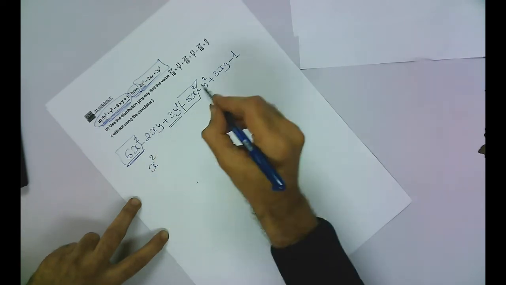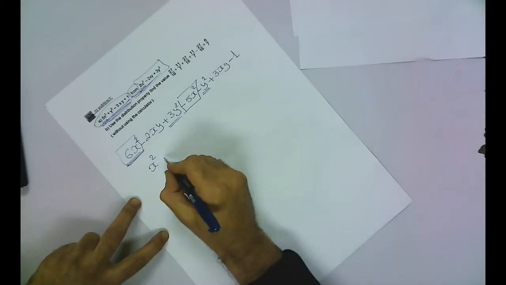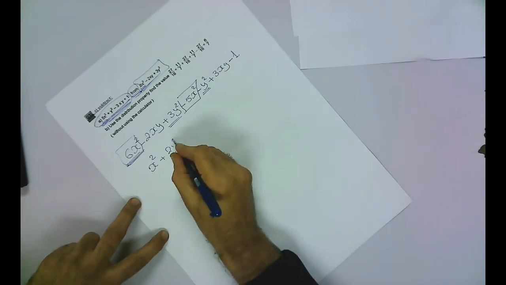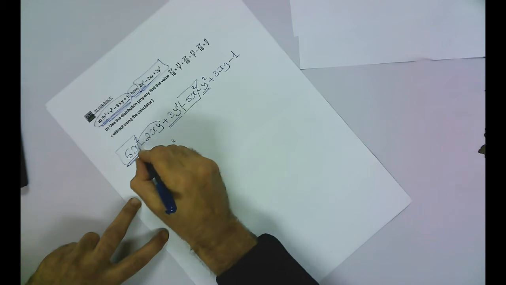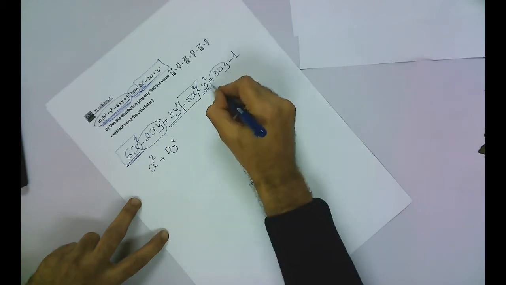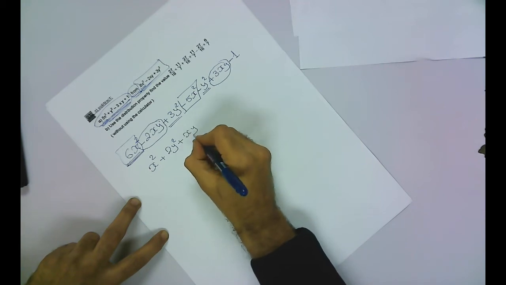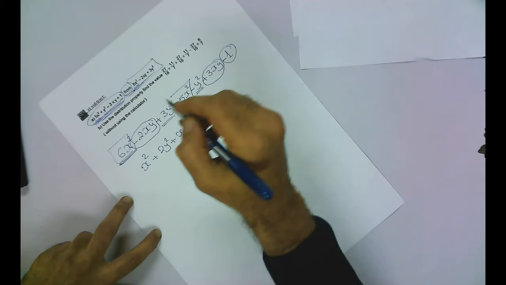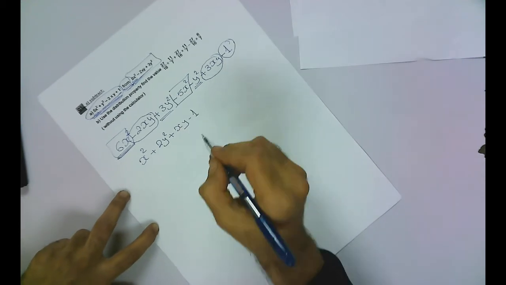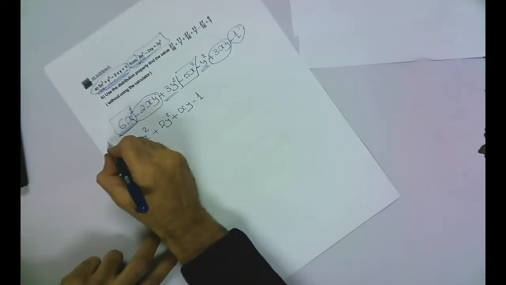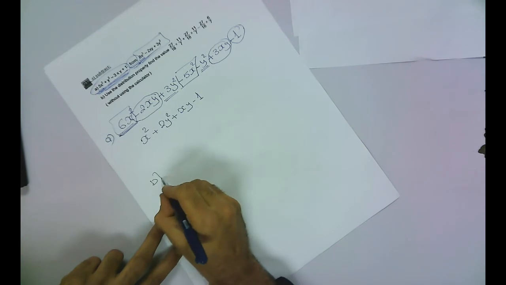3y power 2 minus y power 2 is 2y power 2. Negative 2xy plus 3xy equals xy. Then the last term will be negative 1. The number A. Number B, use the distributive property.